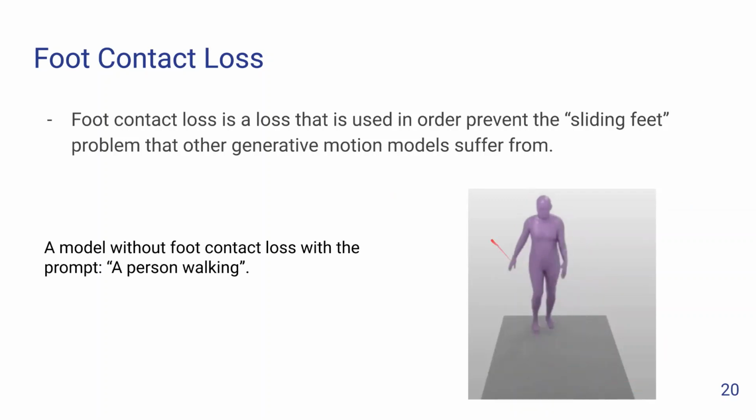It doesn't really look like they're walking anymore. It looks more like they're slipping on ice or something. It's not very accurate and it's not true to life. So we need to find a way to prevent this. And foot contact loss is the way this paper prevents this from happening in their models.